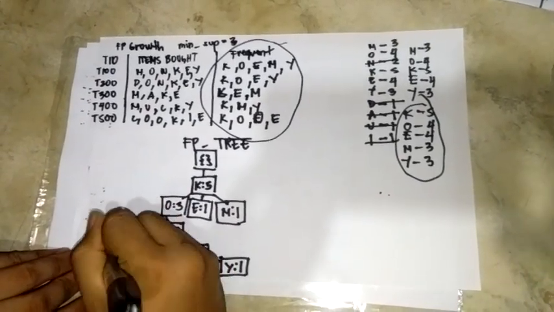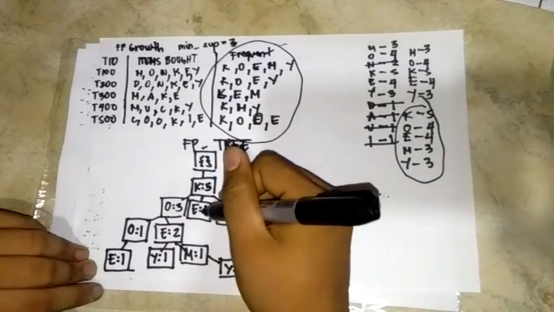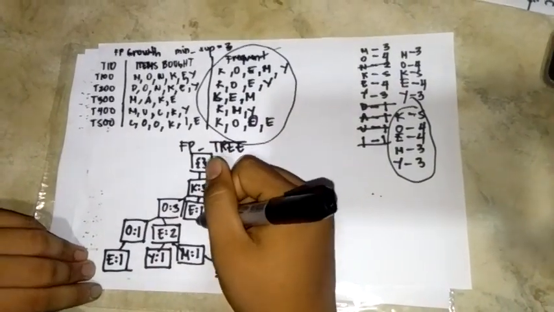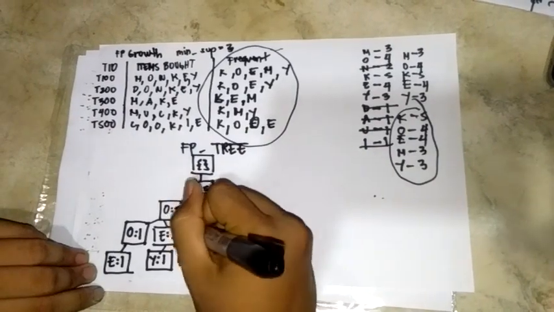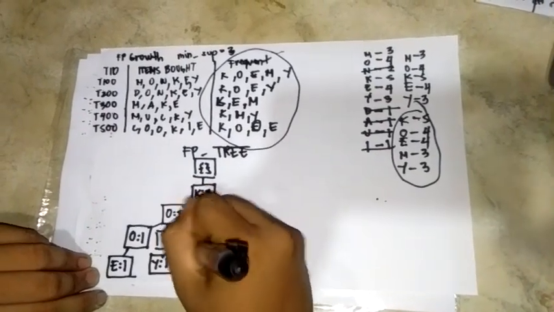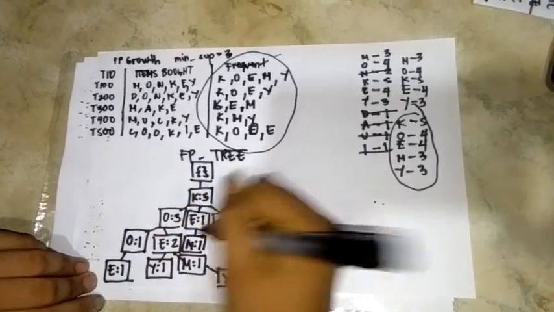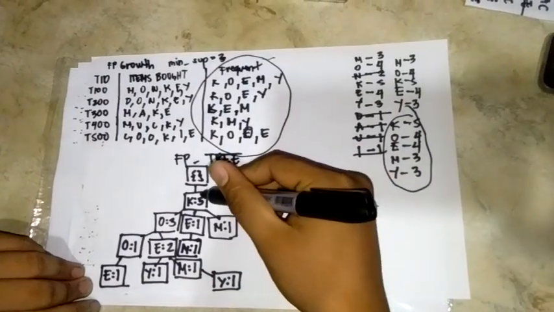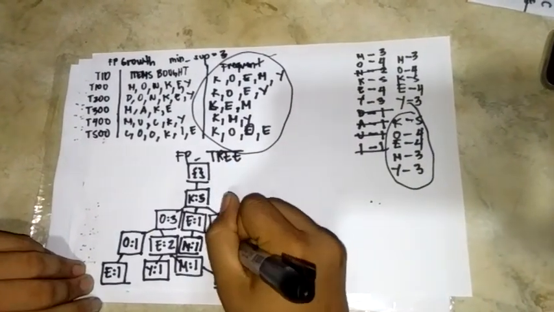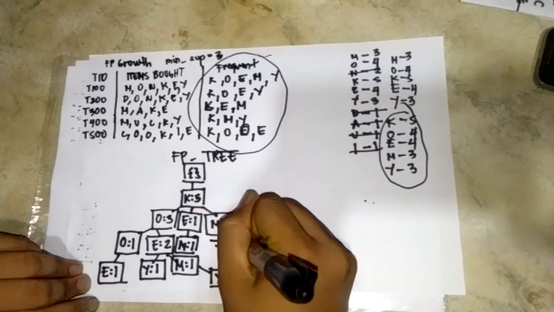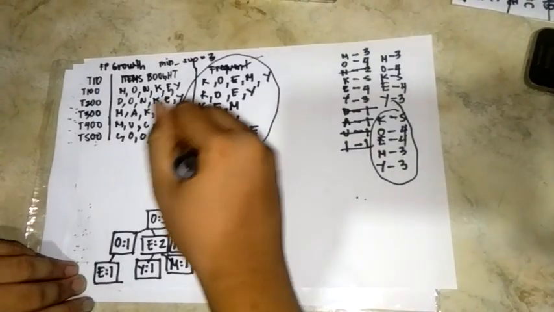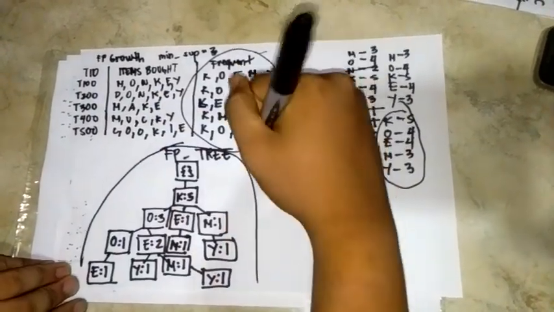Then the KM must be connected there and here. Then KMY is put here. So this is the FP tree based on this frequency.